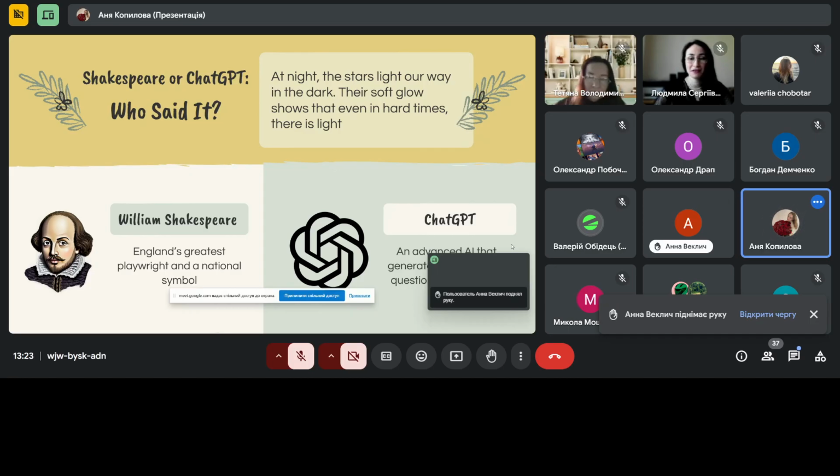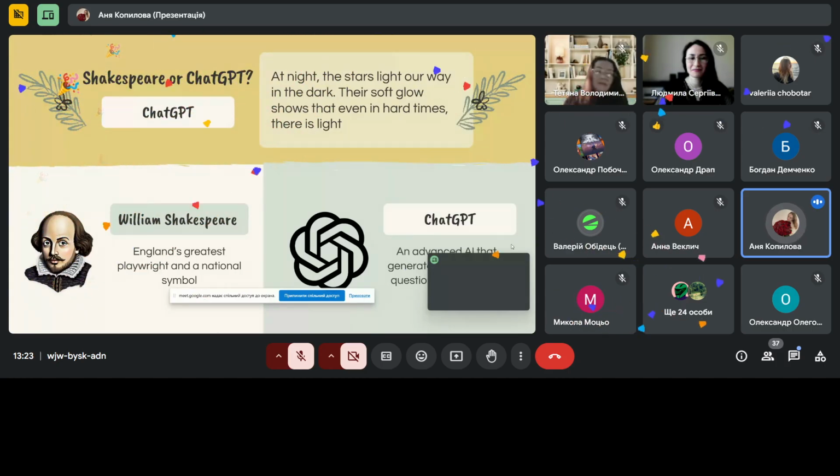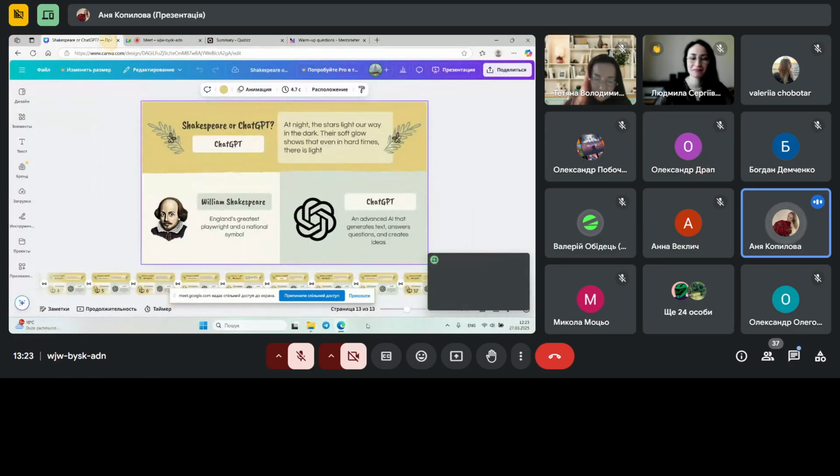Anya? Maybe it's ChatGPT because it is this easy to understand. Yes, thank you for sharing your idea. It's ChatGPT. And in conclusion, AI can write beautiful words, but real writers have feelings and life experience. A machine can copy style, but it cannot create true emotions. Shakespeare's words live forever because they come from the heart. AI will never replace real writers. Thank you.